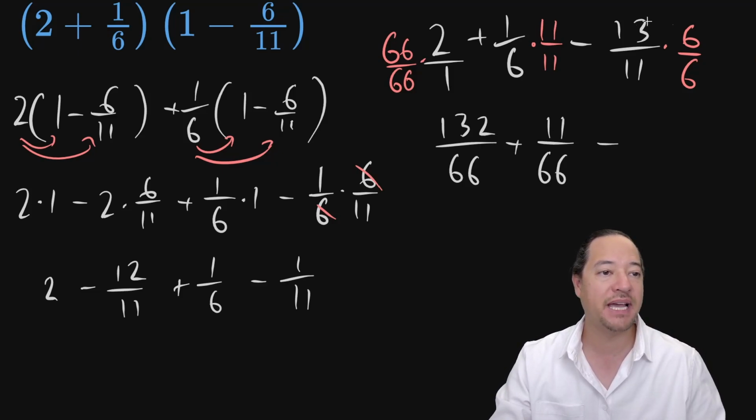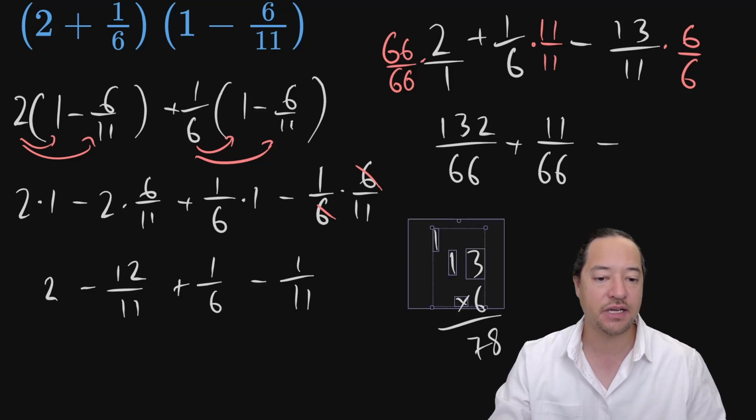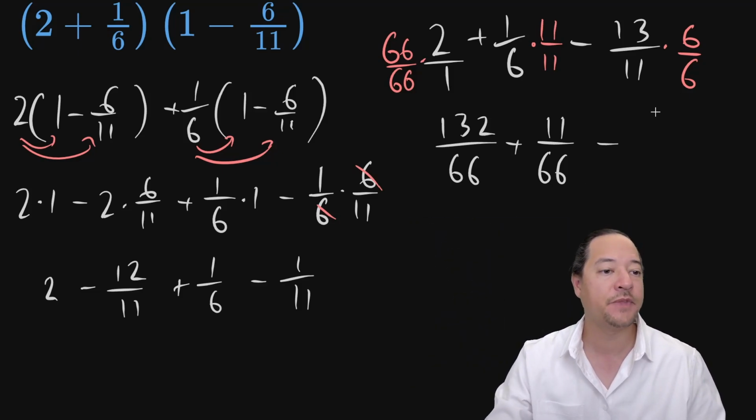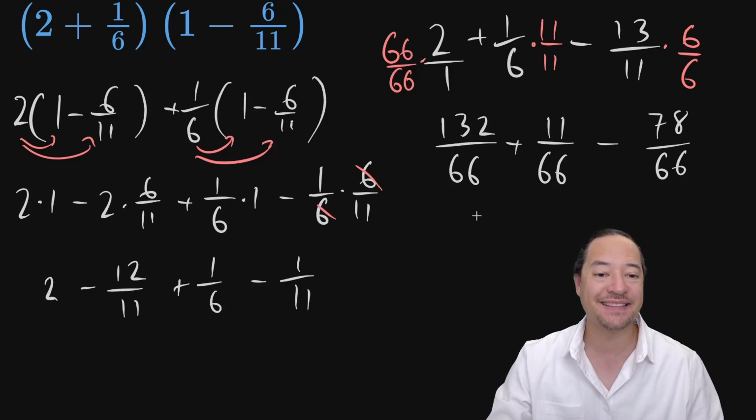And this will be then minus, what's 6 times 13? Let me see real quick here. So this is going to be an 18. That'll be a 6 and a 7. 78. Okay, so that'll be a 78 here. 78 over 66. Okay, so now I just have to add and subtract everything here. So 132 plus 11, that's going to be 143. And I have to subtract a 78 here.